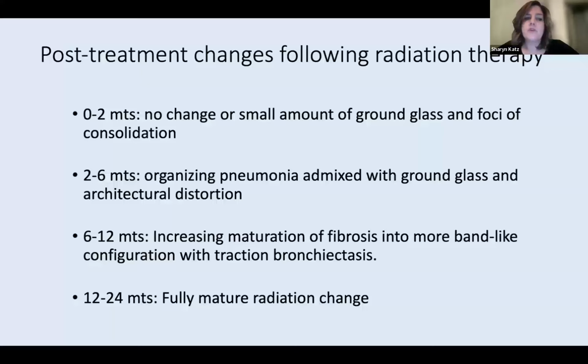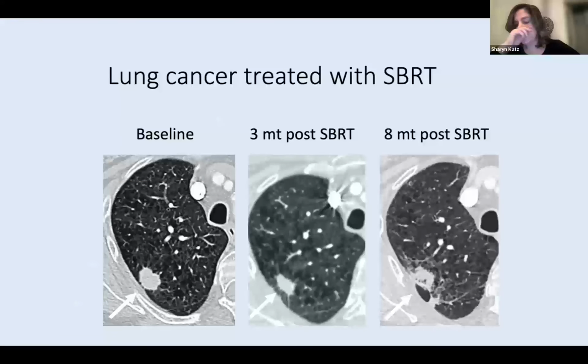And then around 6 to 12 months, usually it has matured into its final form, with a band of fibrosis, characteristically with traction bronchiectasis, dilated airways running through that fibrotic lung. And usually those changes have stabilized by 2 years, if not sooner.